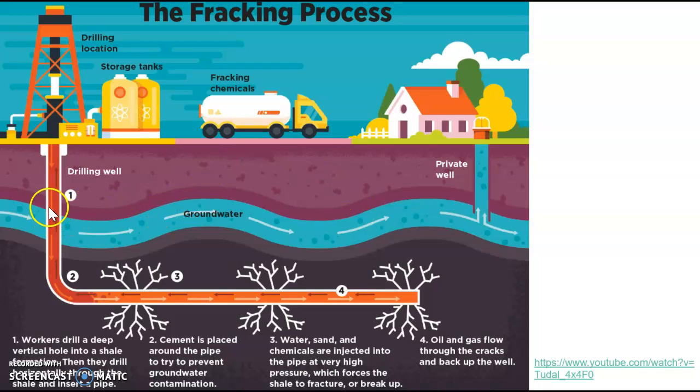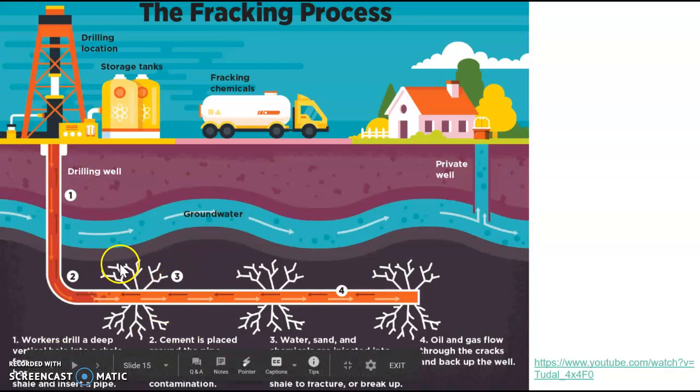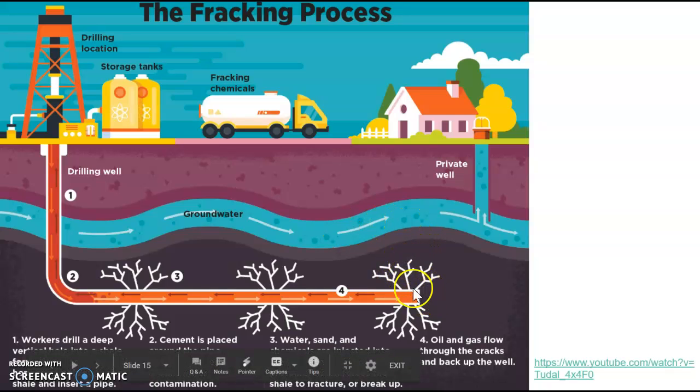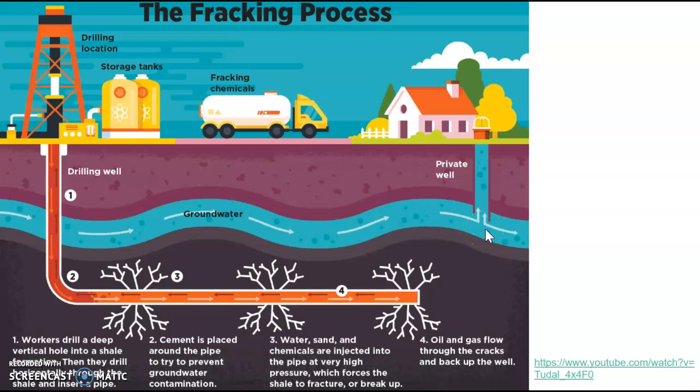One thing that can happen is that this casing, the cement casing, breaks, and then the chemicals from fracking will get into the groundwater. Another possibility is that the cracks will expand too far and they'll bust through the bedrock into the groundwater layer, and you'll get methane and oil in your groundwater. That's something that we have observed is methane contamination in people's groundwaters, in their wells and coming out of their faucets.